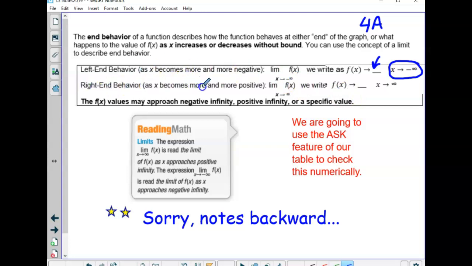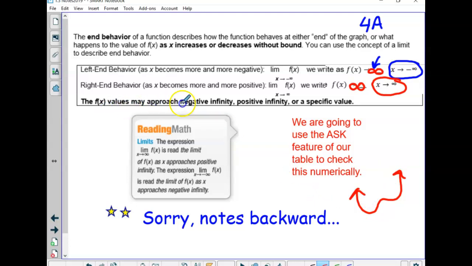Right end behavior is x approaches positive infinity, and then we're going to fill in what y is doing, up or down. So if I were doing this graph, on the left and right, it's both going up, right? So we'd say as x approaches negative infinity, y approaches infinity. As x approaches positive infinity, y approaches infinity. But we're going to have to check that against our graph.